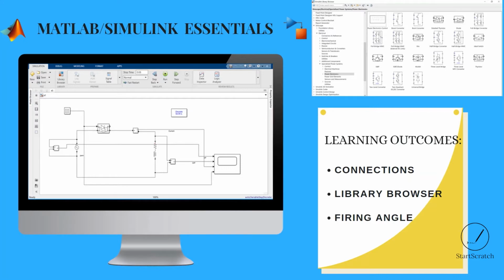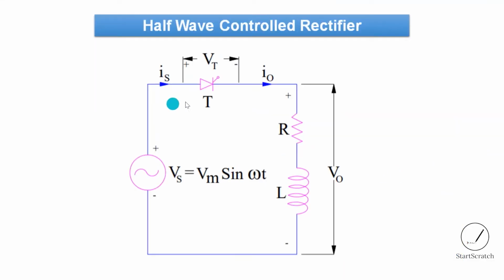In this video, we will see the simulation of half-wave controlled type of rectifier with RL load. We will use different components present in the library browser and we will try to understand the concept of firing angle. This is the circuit diagram for half-wave controlled rectifier with RL type of load. We will do the connections similar to this diagram.